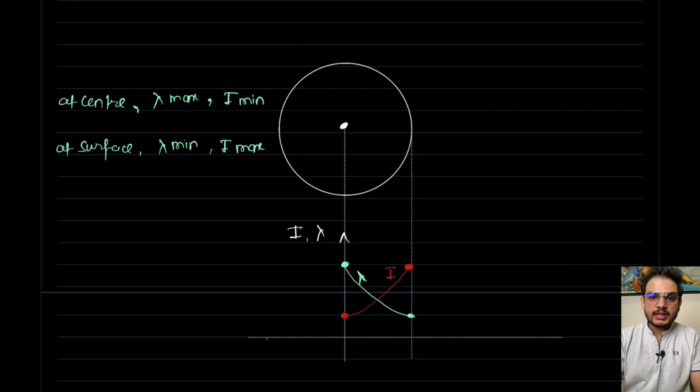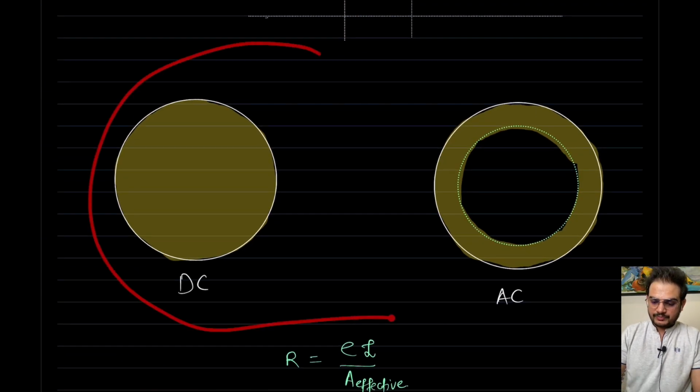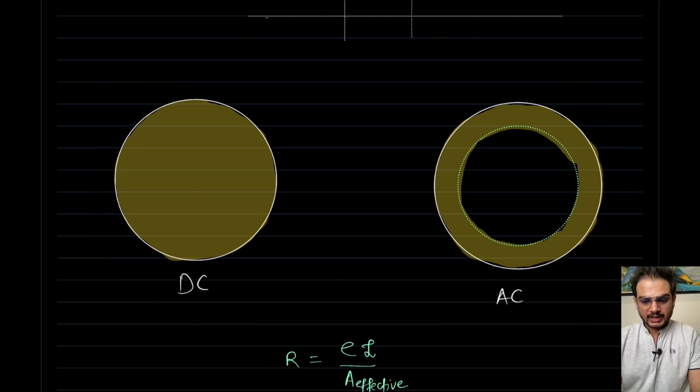Now we will see the main effect of the skin effect, and that effect is increase in resistance. Why is resistance getting increased? Because of the skin effect. For that, consider these two diagrams. This is representing DC supply to the conductor and this is representing AC supply.